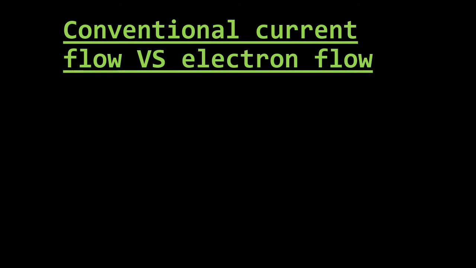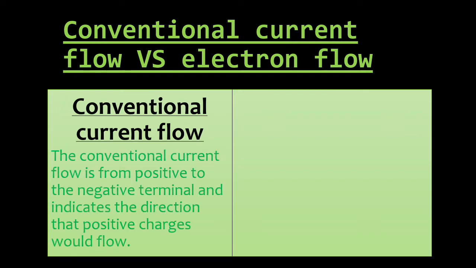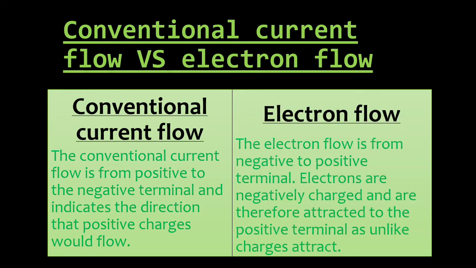Conventional current flow versus electron flow. The conventional current flow is from the positive to the negative terminal and indicates the direction that positive charges would flow. The electron flow is from the negative to the positive terminal. Electrons are negatively charged and are therefore attracted to the positive terminal, as unlike charges attract.